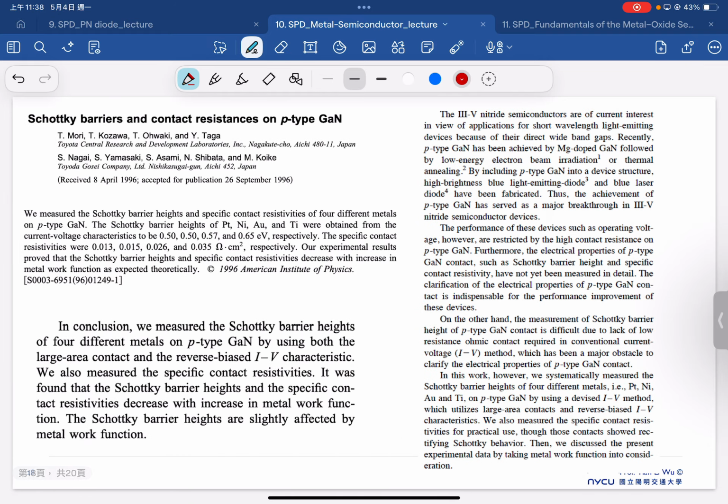Finally, I will just show you that the knowledge from this chapter is enough for us to understand certain analysis in the literature. This is one of the classical papers published in 1996, and the title is very straightforward: Schottky barrier and contact resistance on p-type gallium nitride. From this title, the only thing you probably don't know is p-type gallium nitride, but that is not that important because it is just a kind of semiconductor. The keywords are the Schottky barrier and contact resistance.